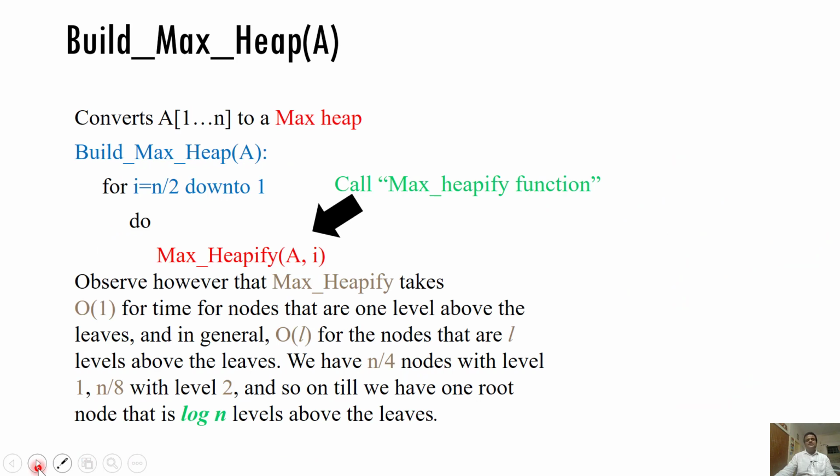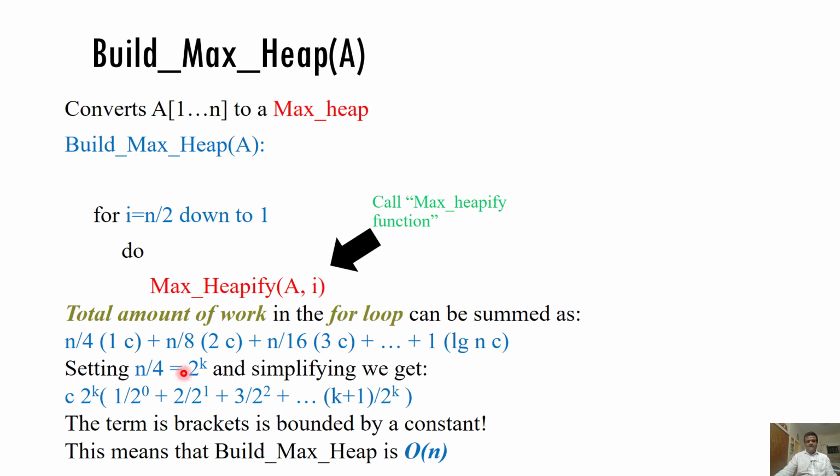For doing that analysis, we need to know how many nodes there are one level above the leaf. That is n by 4, and how many elements are 2 levels above the leaf? That is n by 8, and so on. For the n by 4 nodes which are 1 level above the leaf, we are doing constant work, just one call of maxipify and maxipify takes constant time. So, it is theta of 1, and for those who are just 2 levels above the leaf, we may need to call maxipify twice.